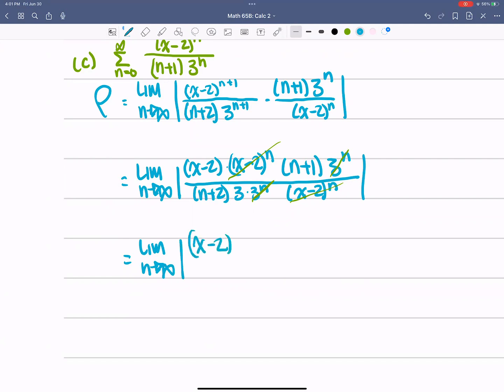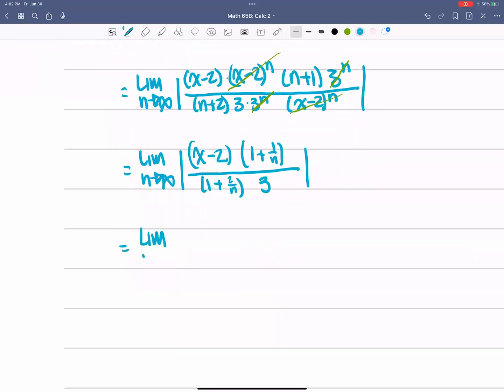We have x minus 2 times, oh, one thing I do see are these n's. So we could multiply by 1 over n to the top and bottom. So that's going to be 1 plus 1 over n as the whole numerator, and in the denominator we have 1 plus 2 over n times 3. And now as n approaches infinity, we actually don't have to write this part. As n approaches infinity, this part goes to 0 and this part goes to 0. I don't see n anywhere else, so what we're left with is the absolute value of x minus 2 over 3.